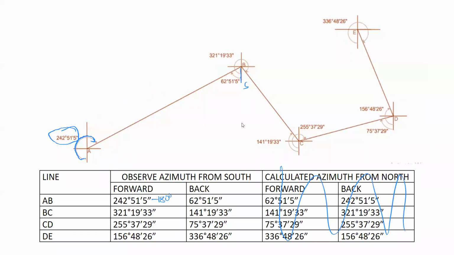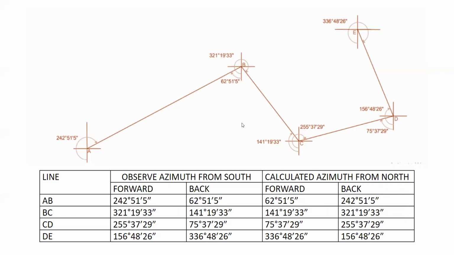So, we have 242 degrees, 51 minutes, 5 seconds minus 180 degrees. Meron tayong nakuhang 62 degrees, 51 minutes, 5 seconds. Ito yung back azimuth niya. Okay pa? Okay, nakukuha. So that will be your back azimuth.